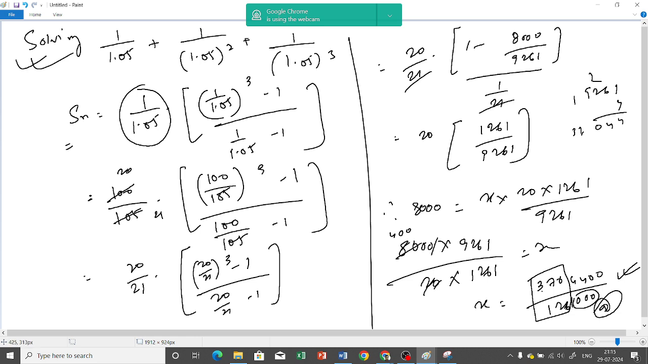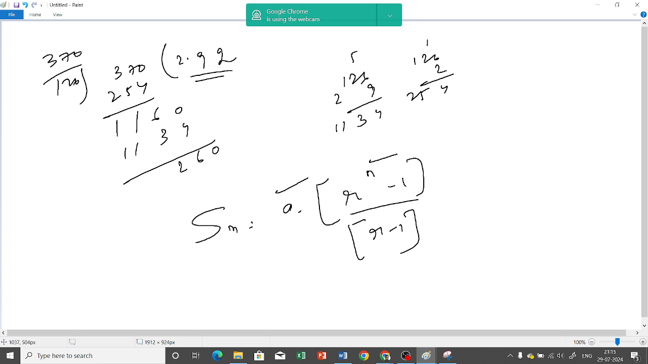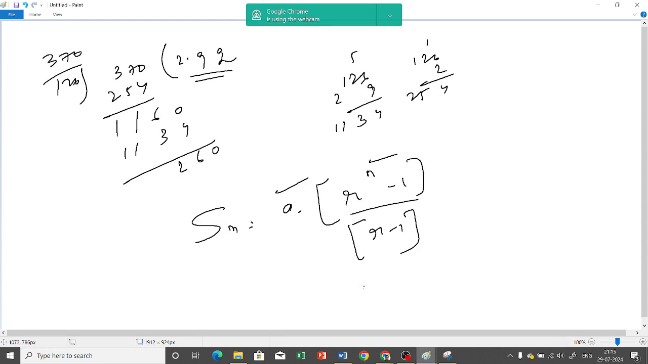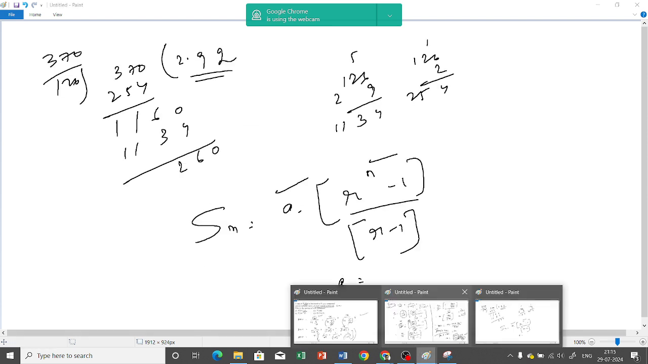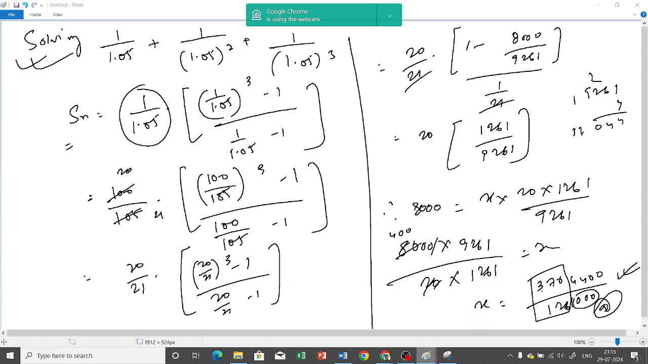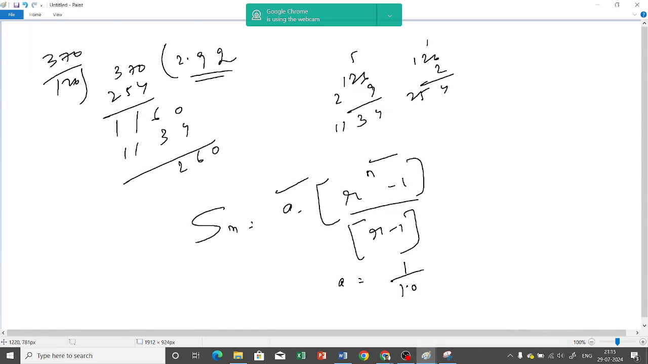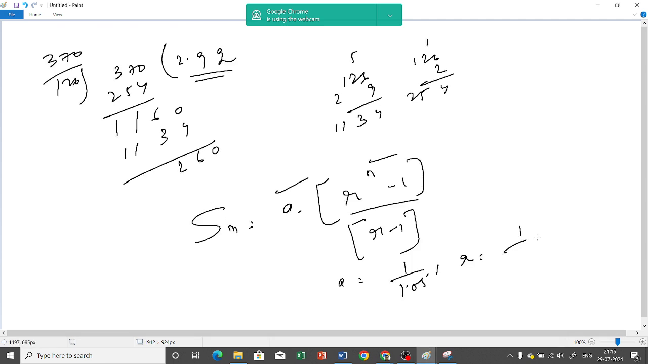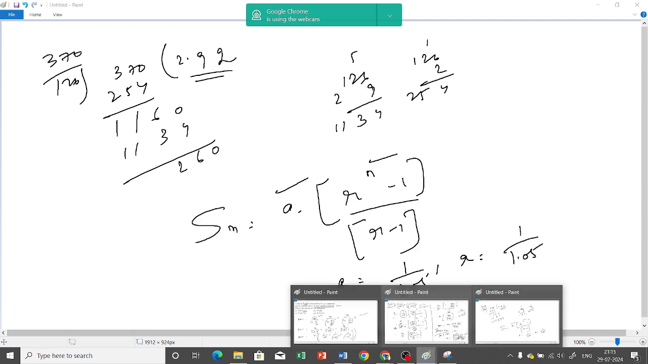1 by 1.05 is the first term. Then again, what we have? R, the common ratio. So the common ratio is 1 by 1.05. Tell me, have you understood this thing? So A is the first term, which is 1 by 1.05. Common ratio, how to find out the common ratio? You divide this by this. You will see you get 1 by 1.05.